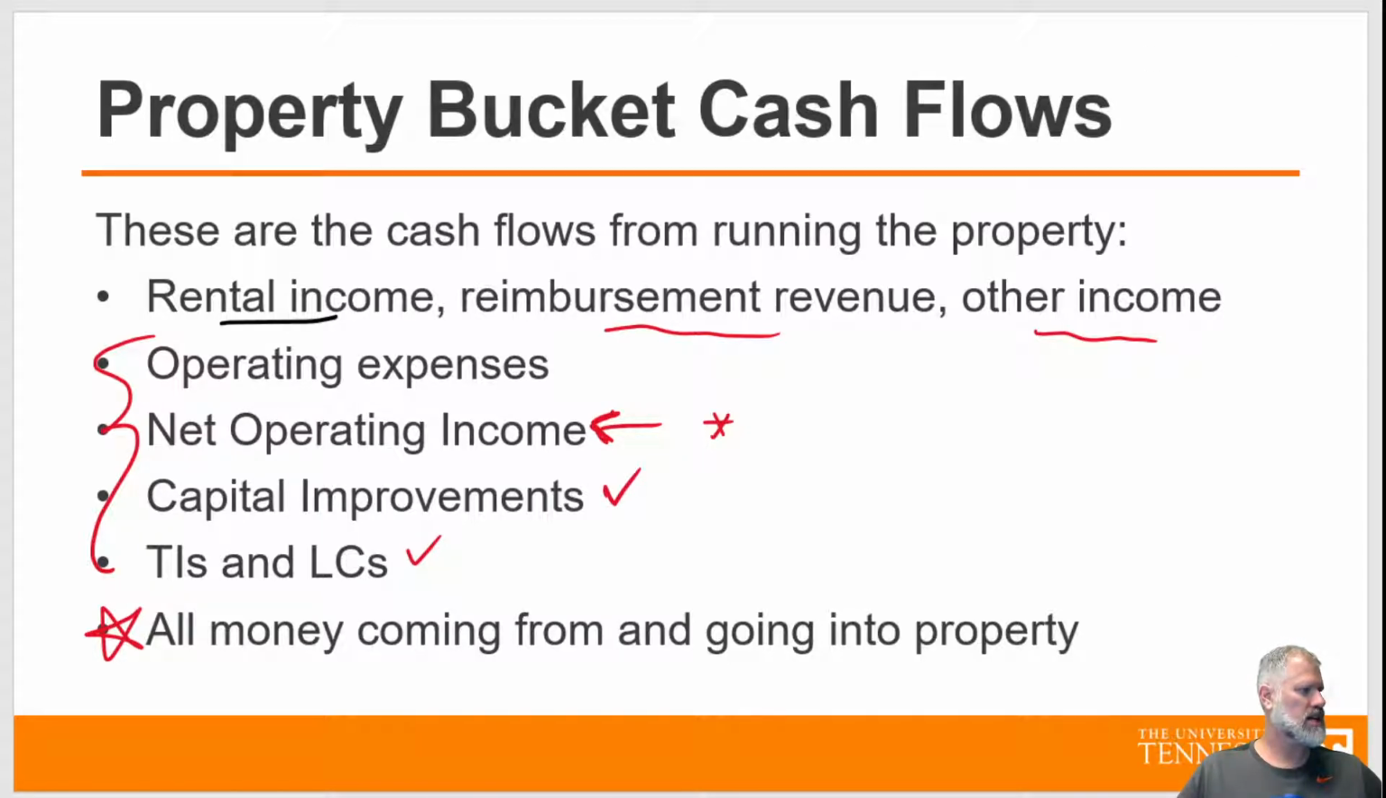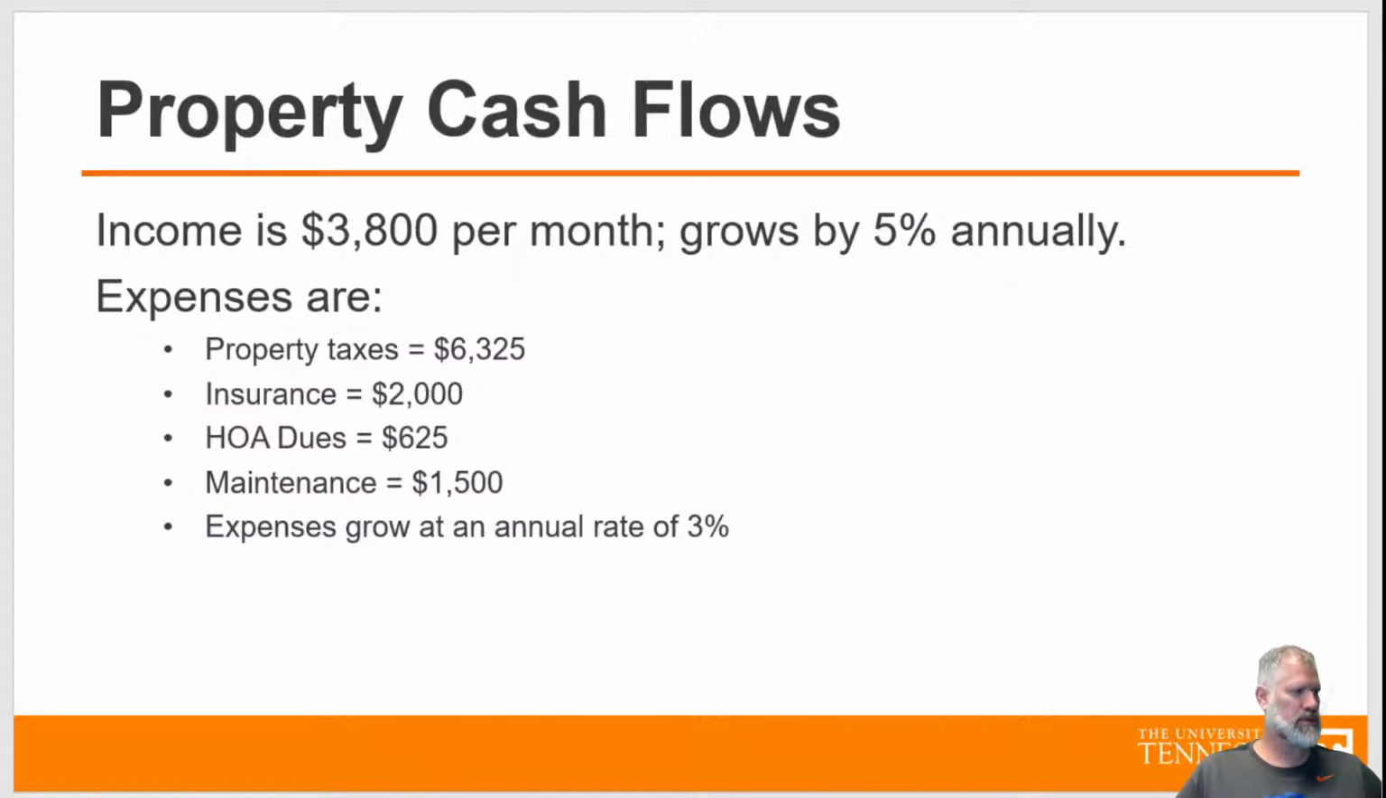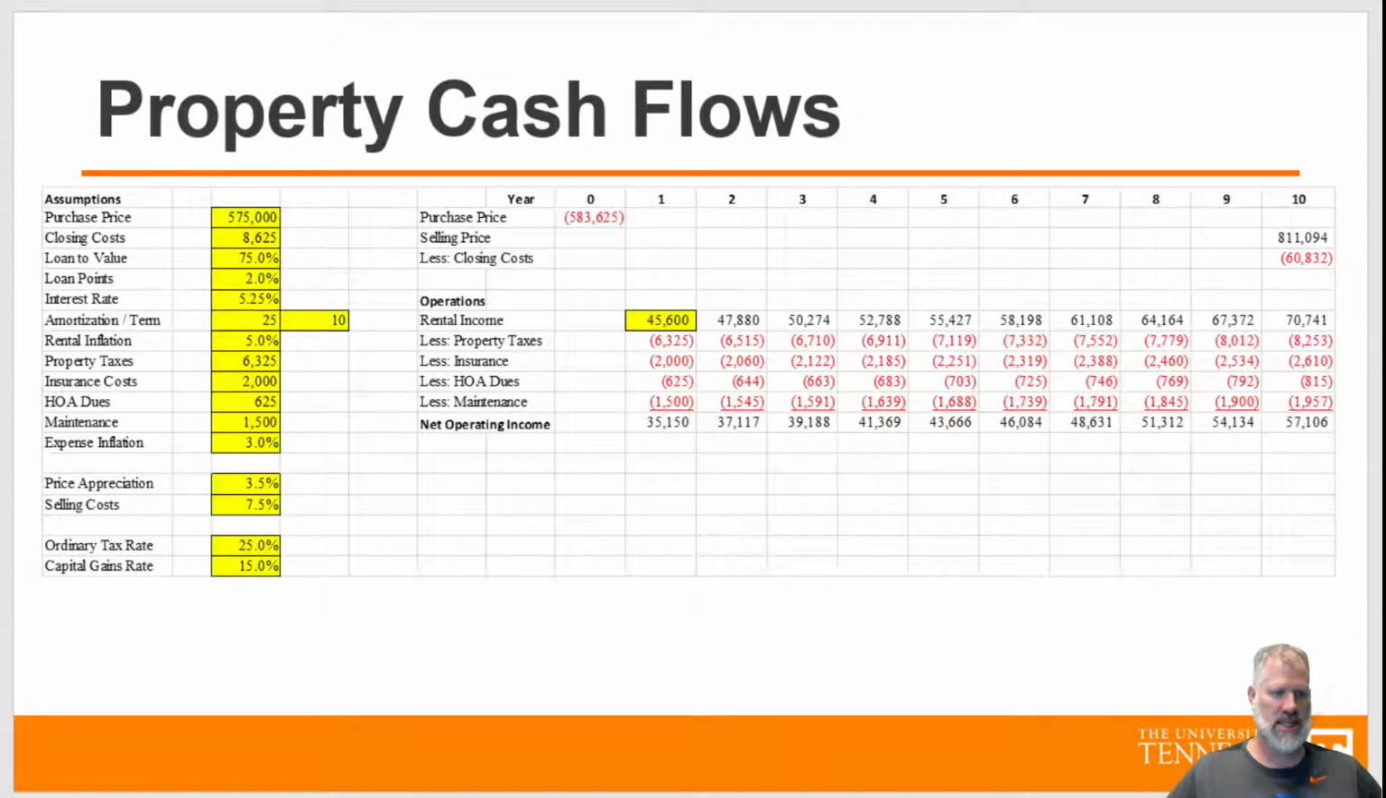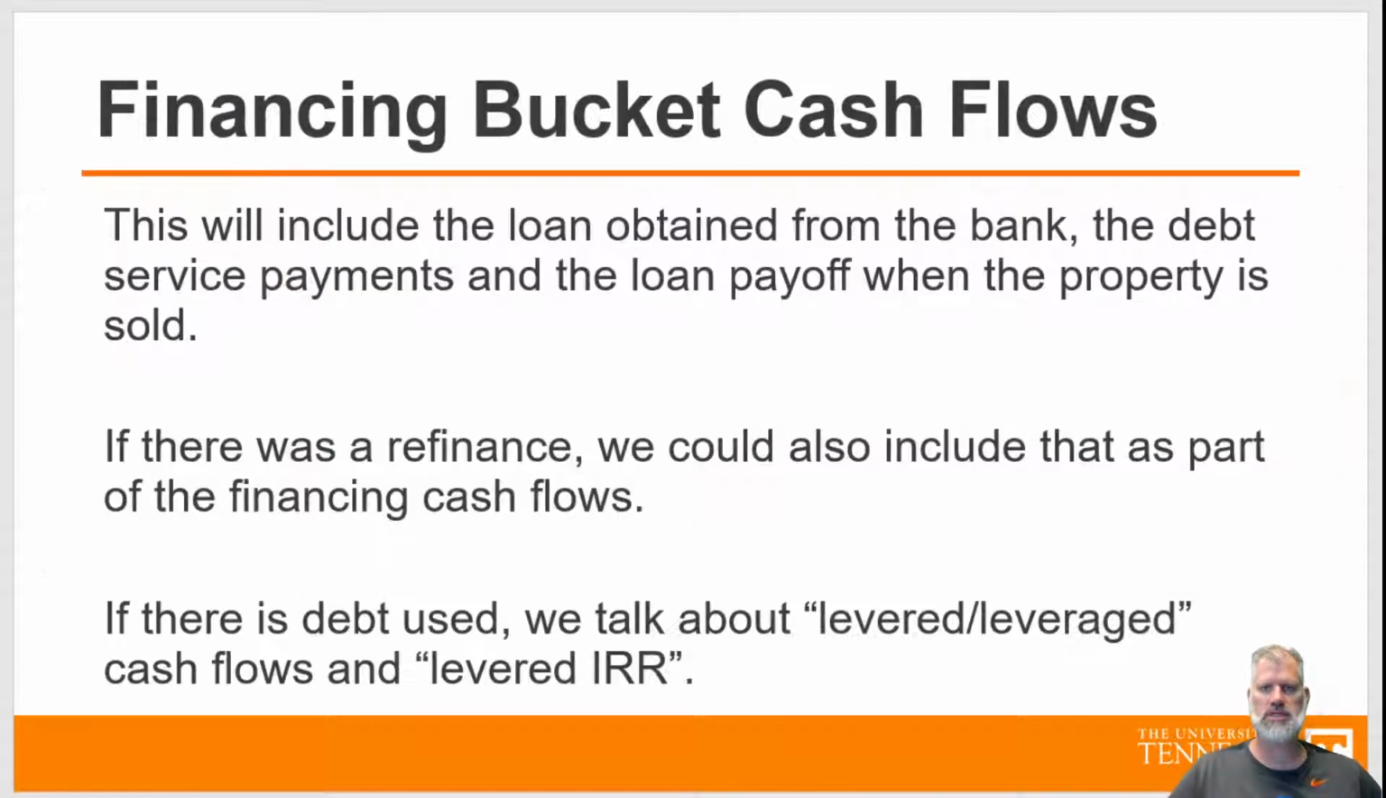So we go to the next slide. The property level cash flows, we already kind of talked through this. We stuck all those in the spreadsheet. Here's a picture of the spreadsheet as it stands. This matches the spreadsheet that we were just working on. So 57,106 was our bottom line number. So we are in good shape in terms of our cash flows so far. So let's move on to the financing bucket.